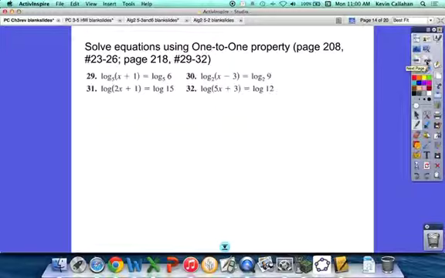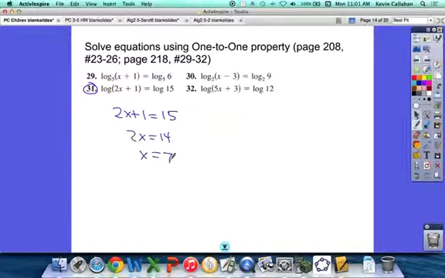Solve using one-to-one property. And we did an exponential in the quiz, but here's a logarithmic. Right? If the log of 2x plus 1 equals the log of 15, then 2x plus 1 equals 15, right? Then it must be what's inside the logarithms are the same, since they have the same base. Now, if they didn't have the same base, that would be different, but they have the same base. Right. So 2x equals 14, x equals 7.